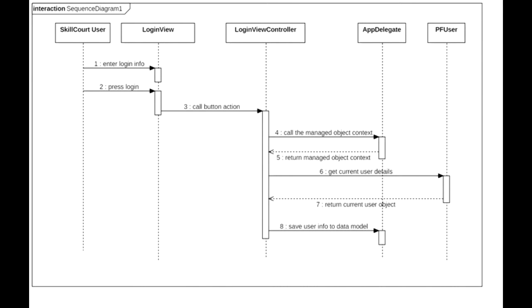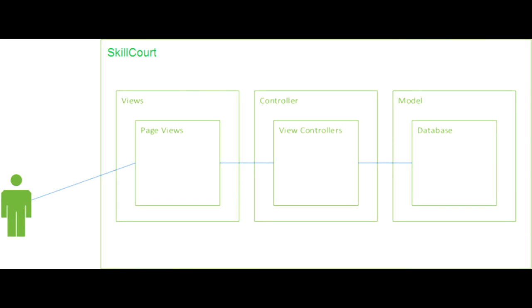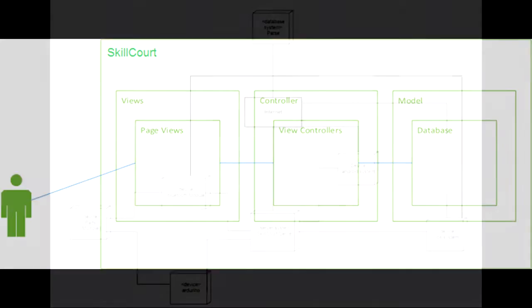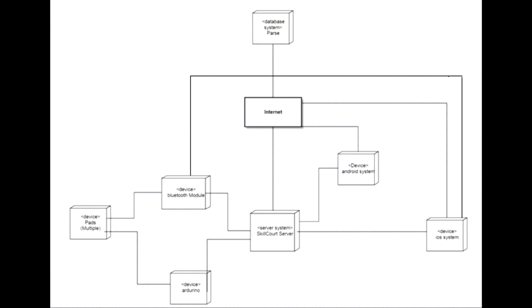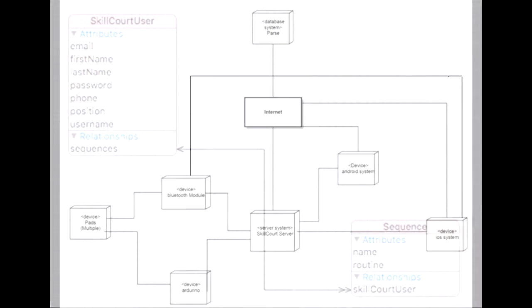Since most use cases involve persistent data, here's the sequence data for my persistent data storage. Notice that we always have to call the app delegate when we need to get the managed object context. And also notice that I have a login view, a controller, and a PF user for storage. That's all part of the MVC design pattern that we employed for mobile development. As you can also see here in the deployment diagram, this is all part of the mobile side of the deployment diagram, where I worked with Bluetooth, the database, and the server for managing data.